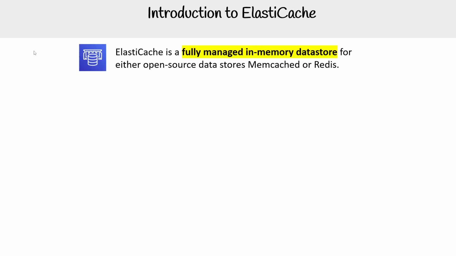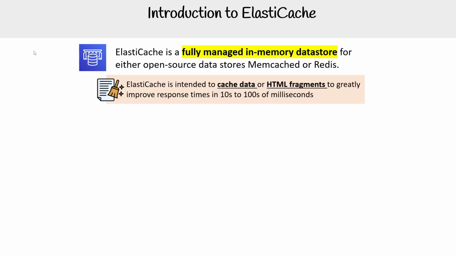ElastiCache is a fully managed in-memory data store for either the open source data stores, Memcache or Redis. ElastiCache is intended to cache data or HTML fragments, specifically Memcache is known to do the latter, to greatly improve response times in the tens of hundreds of milliseconds. When I say that, I mean down to that time, not that it'll shave off 10 to 100 milliseconds. Otherwise, that wouldn't be very useful.